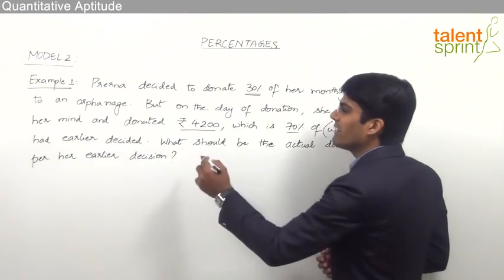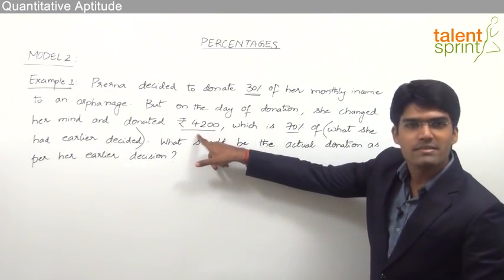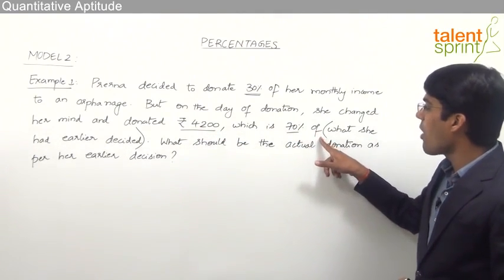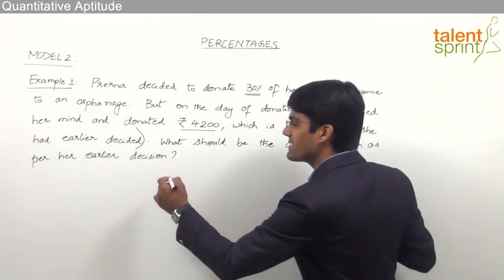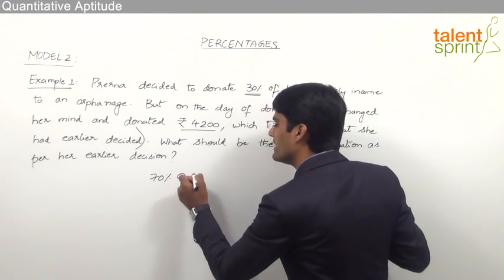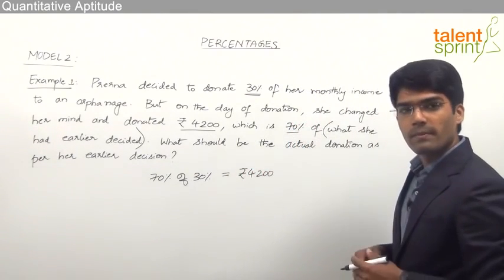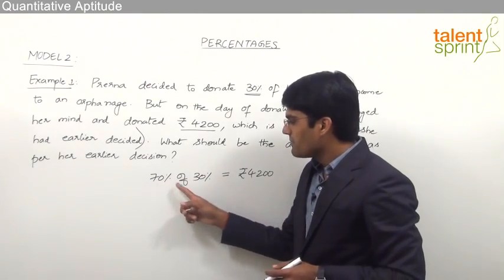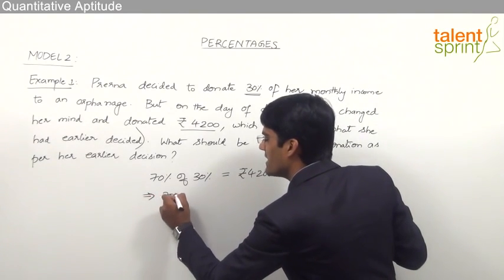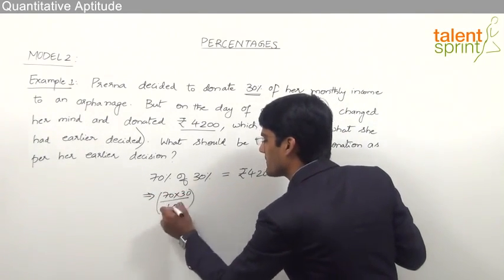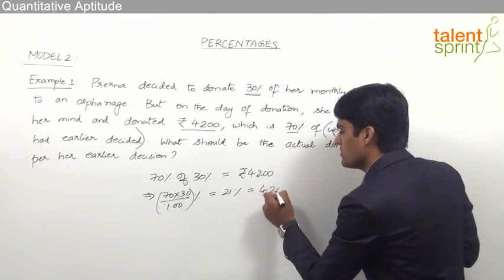Now we know that her earlier decision was to donate 30%. That means this 4,200 which has been donated is 70% of earlier decision, which is 70% of 30%. So we can clearly understand that 70% of 30% is equivalent to 4,200 as given in the question. Now, going by the concept of percentage, we can say that 70% of 30% is nothing but 70 into 30 by 100%, which is equal to 21%. And this is given as 4,200.